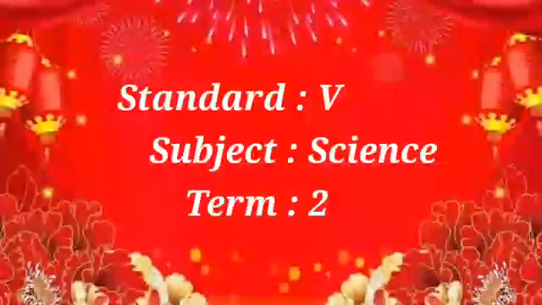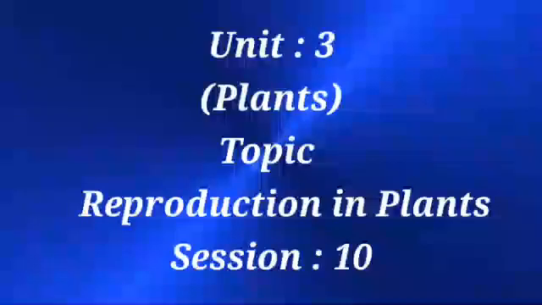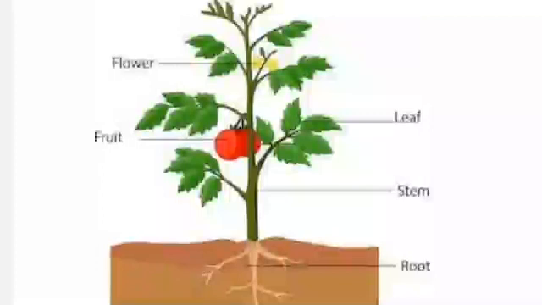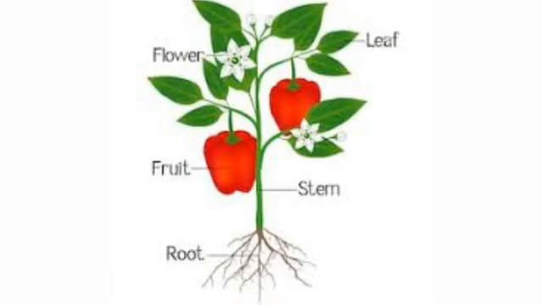Standard 5th, Subject Science, Term 2. Unit 3, Plants. Topic, Reproduction in Plants. Session 10. Children, have you seen the plants? Good. Say some parts of the plant. Yes, very good. Stem, leaf, flower, fruit, root.